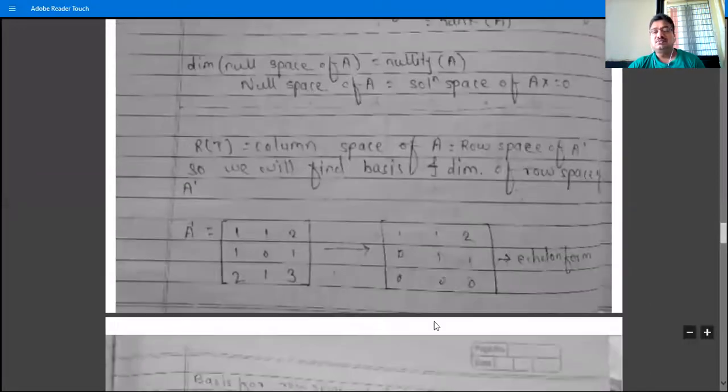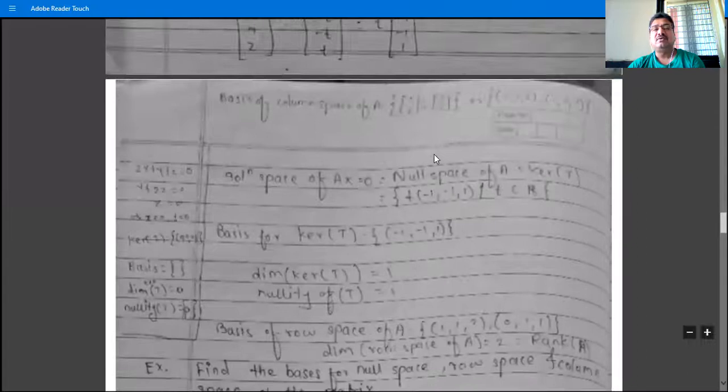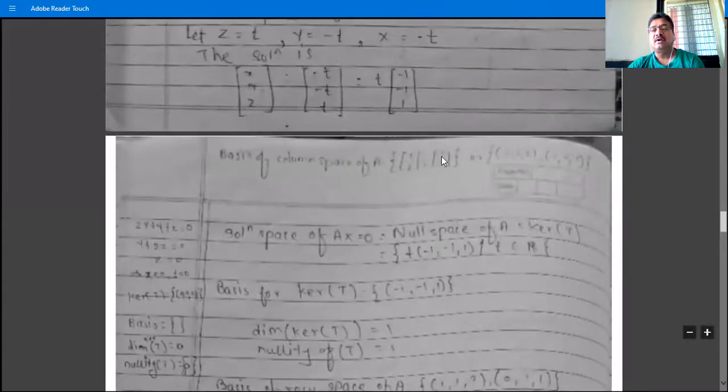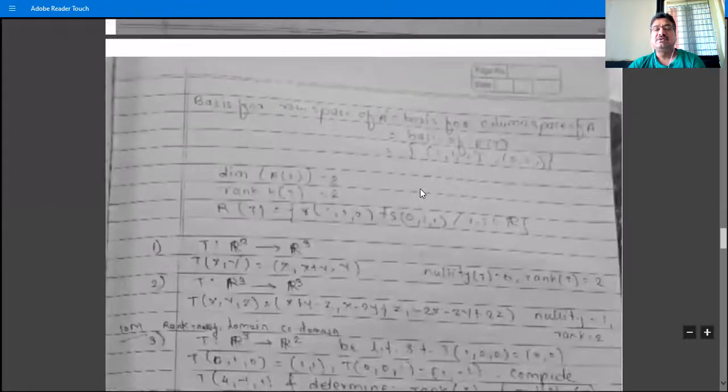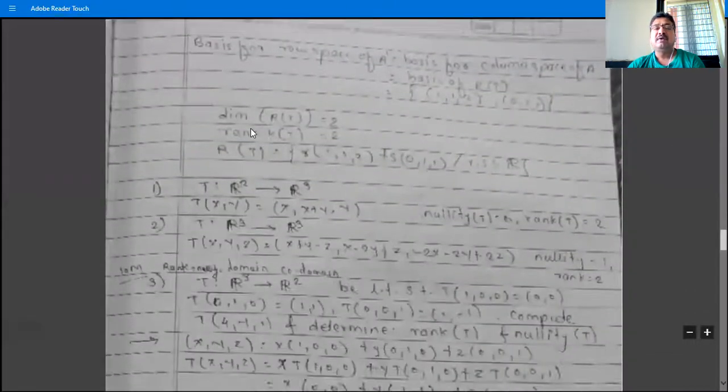So either use this procedure to obtain the basis for the column space of A, or directly reduce the matrix A to echelon form, and the corresponding columns in A that contain a leading one form the basis for the column space of A. Use any method, and by using both methods, the dimension of the range of T is 2, and therefore the rank of T is 2.